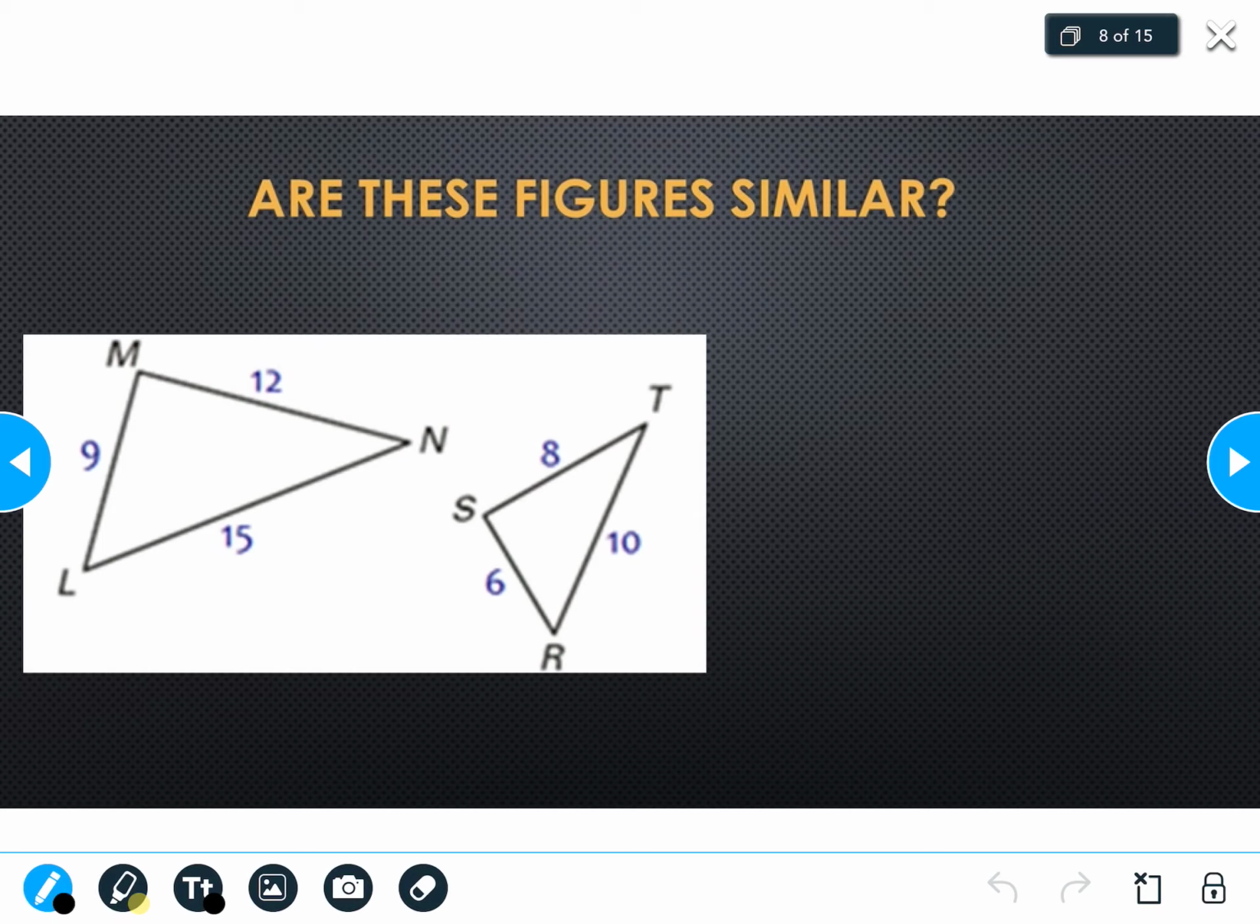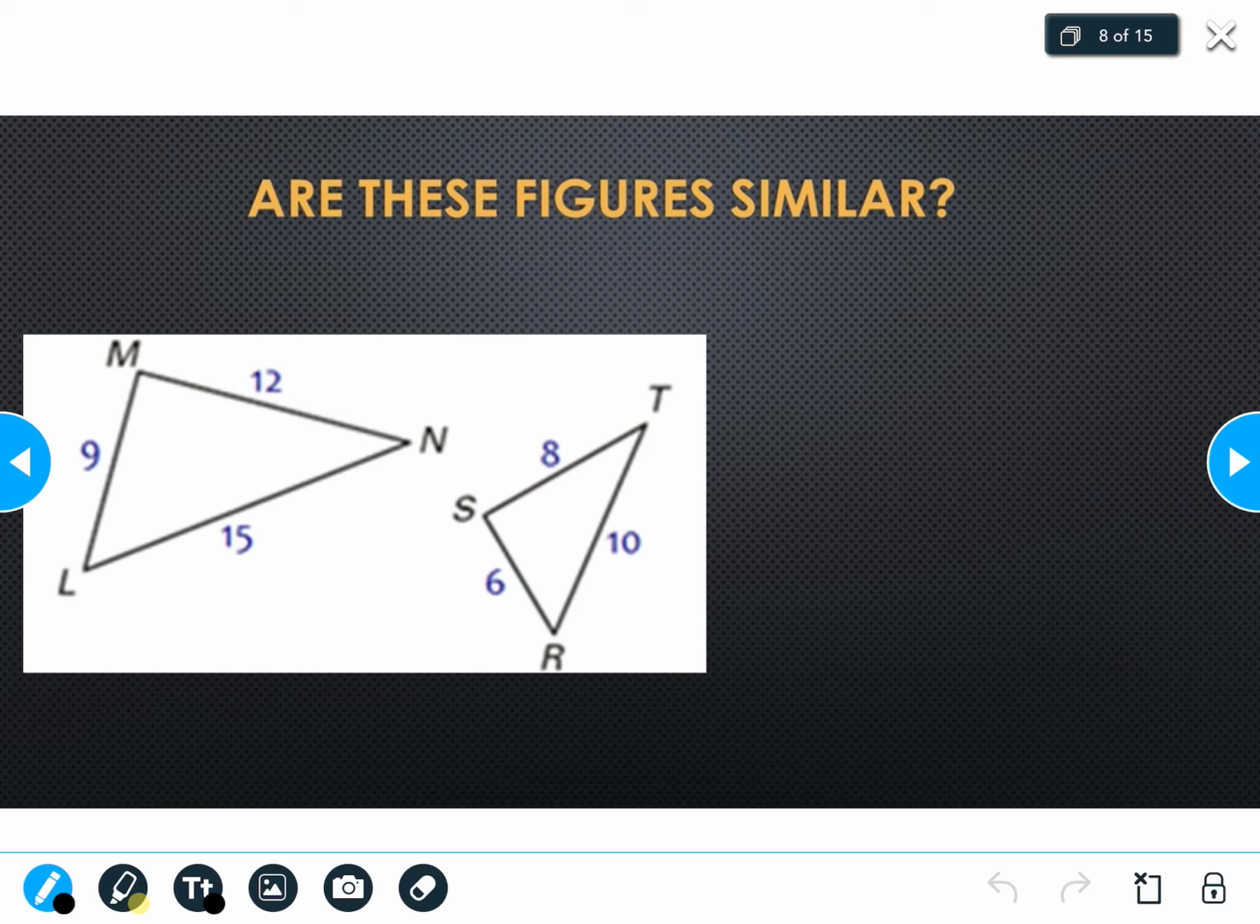Here's also another drawlet that you need to do as well. Okay, so you're noticing there's a lot of drawlets here that you have to do in order to get credit for the Nearpod. Okay, I'll do this as the last example for you on corresponding sides.